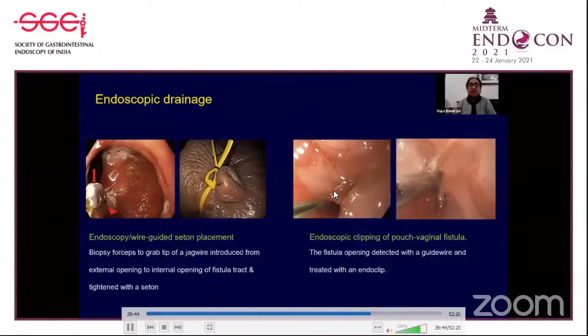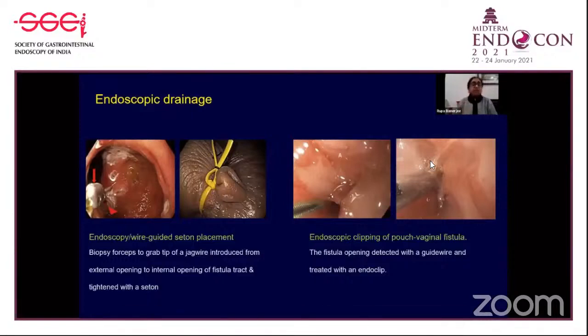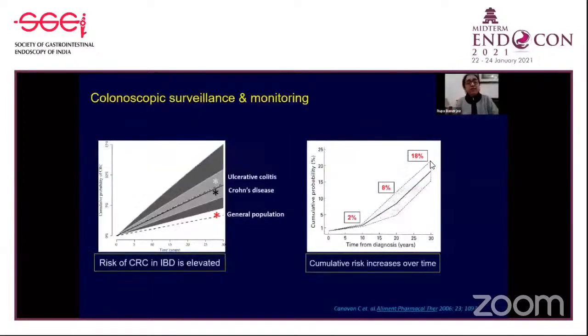Similarly, endoscopic clipping of pouch vaginal fistula. These are rare complications, but once it happens, other than surgery, we had limited options, and this is again work being done, and hopefully, endoscopically, we will be able to avoid major surgeries.